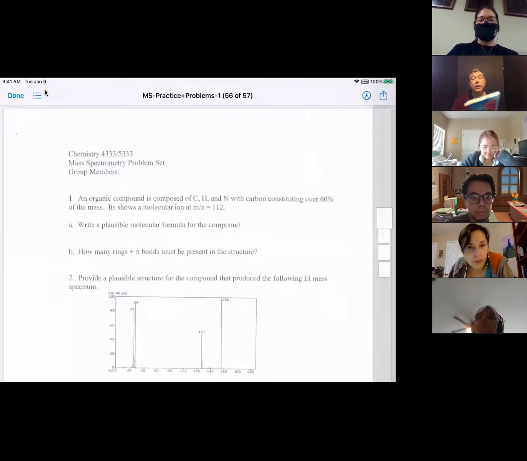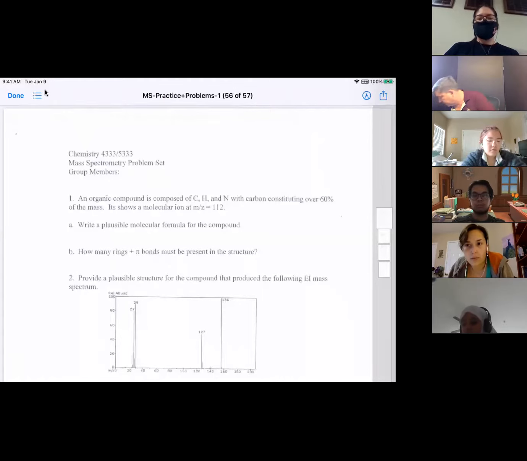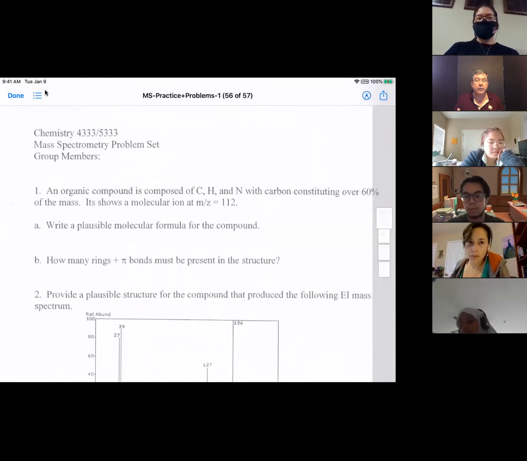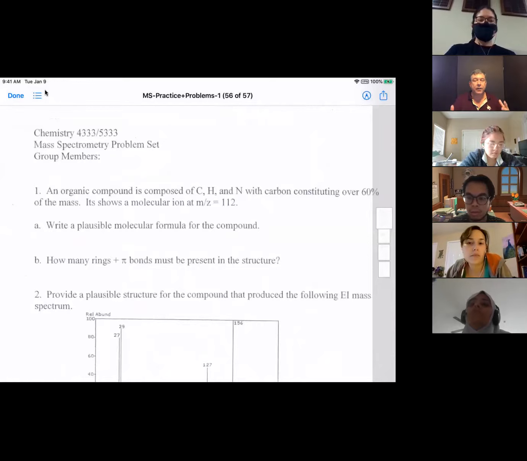So what I want to do is go through and use everything we just talked about today in an example on this page. I'm going to need this with my fragmentation. All right, so let's pull up this first question. An organic compound is composed of carbon, hydrogen, and nitrogen, and carbon is approximately 60% of the mass. And the molecular ion peak shows a mass to charge ratio of 112. So the first thing we need to do is come up with a plausible molecular formula. So how are we going to come up with a plausible molecular formula?